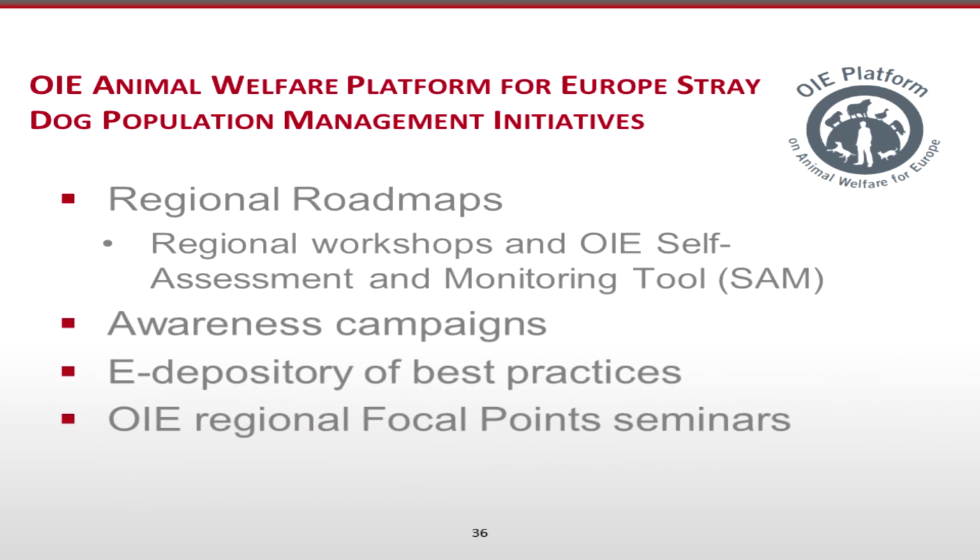Now, what is the OIE doing really on the ground? I'll give you an example in Europe. There is an OIE animal welfare platform for Europe for stray dog population management initiatives. In this one, they have developed roadmaps for the regional workshops on self-assessment and monitoring. They are doing awareness campaigns. They have an electronic depository for best practices where countries can deposit information and people can access it. And of course, the seminars for the focal points.